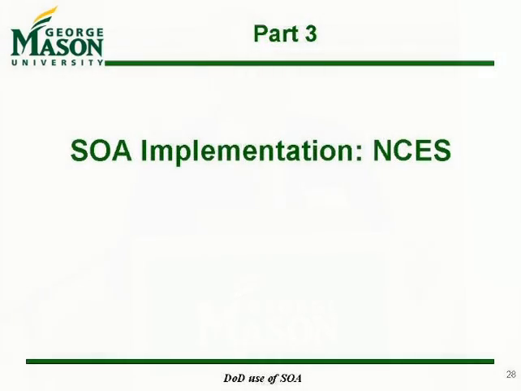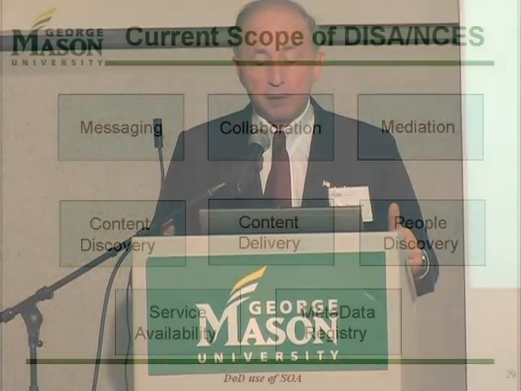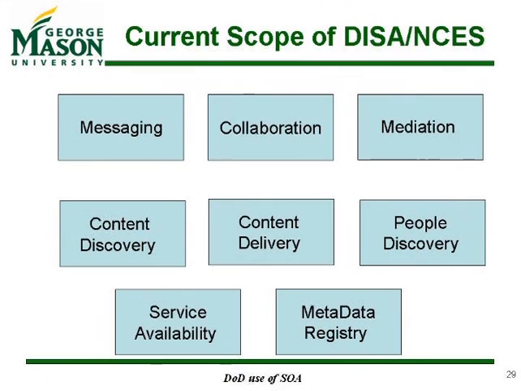Now that I described the challenge, let me repeat the challenge: DoD will do SOA. DoD will execute a DoD SOA environment. DoD will install an enterprise environment. The question is when and at what cost. So the question is, what are the steps we are taking to move in that direction? The number one pilot project underway is NCES, and it's run by DISA. It has messaging, collaboration, mediation, content discovery, many of the pieces it's supposed to have.